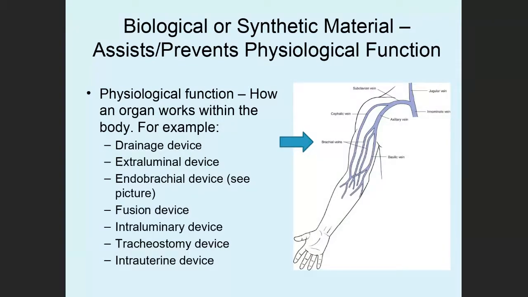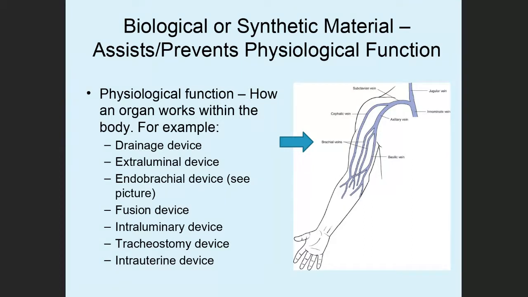Some biological or synthetic materials assist or prevent a physiological function, not what we've been talking about, which is taking the place of all or part of a body part. These assist or prevent a function in the body. Examples of a physiological function is how an organ works within the body. For example, drainage device, extraluminal device, endobronchial device, fusion, intraluminal, tracheostomy, and intrauterine.